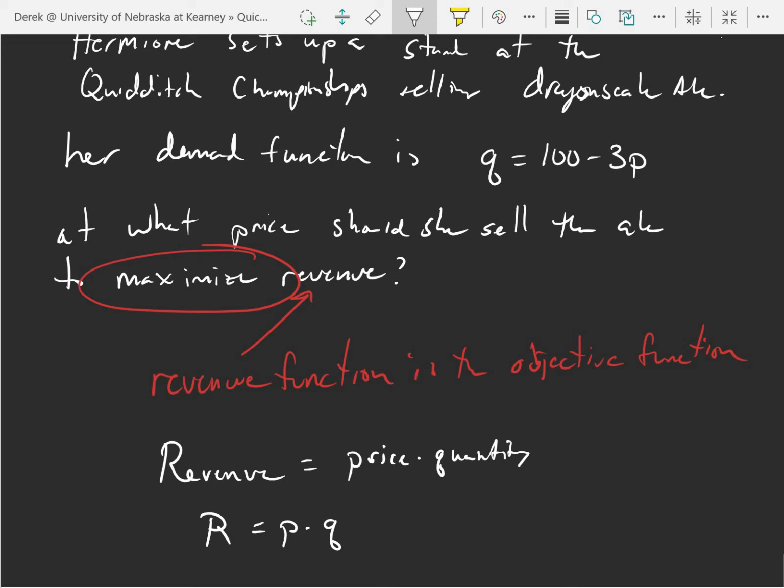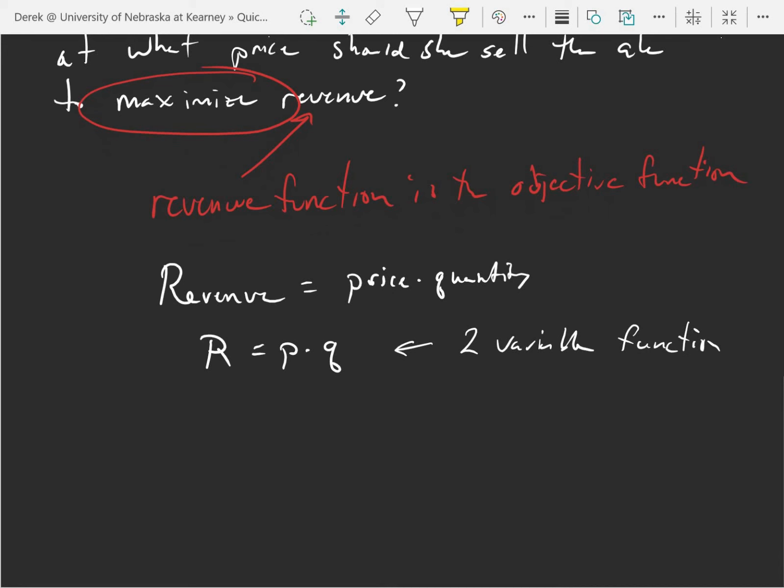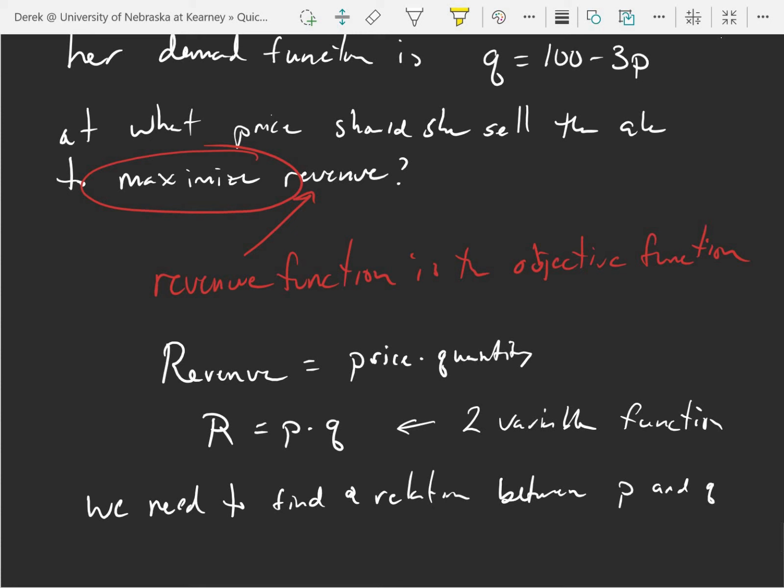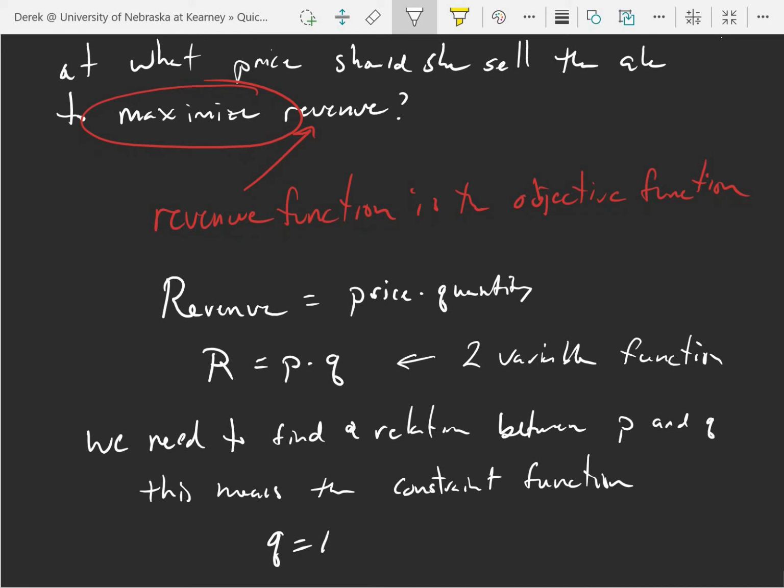And now I've got this function, it's got two variables. We need to reduce these two variables, and to do that we need to find a relation between price and quantity. Well, that's exactly what I gave you for the demand function. That gives you a relationship between price set and quantity sold. This means the constraint function is going to be q equals 100 minus 3p.